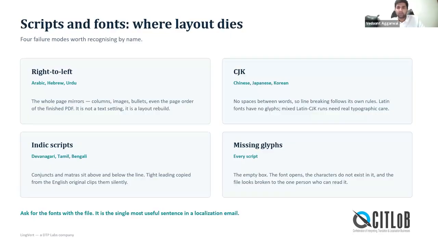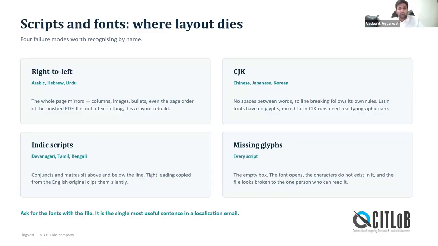Indic scripts, and I'm sure most of you work with Indic scripts, have conjuncts and matras that sit above and below the line. When the line spacing is copied straight from the English original, they get clipped silently. The file doesn't just show errors, it looks wrong to anyone who can read it, especially your client. The most useful sentence in your localization email should be: please send the fonts with the file. It's better to ask for it upfront in writing.